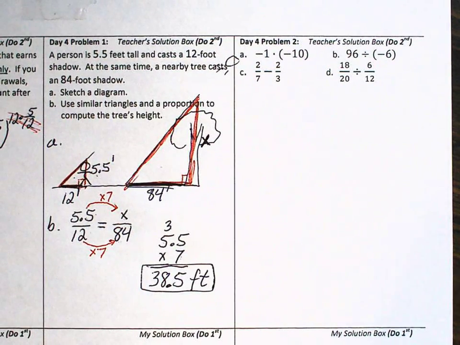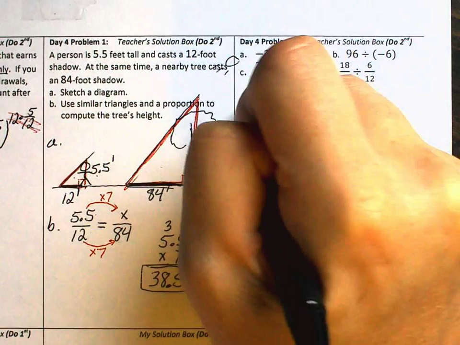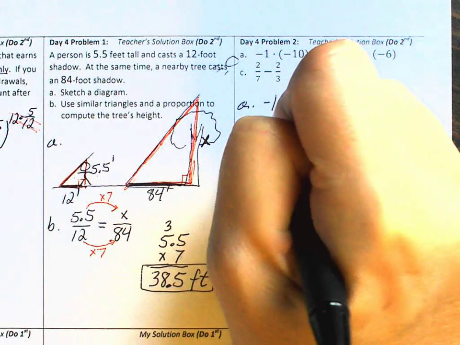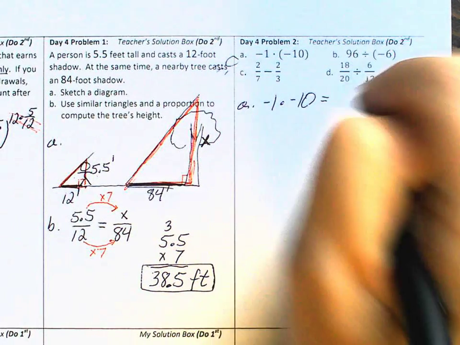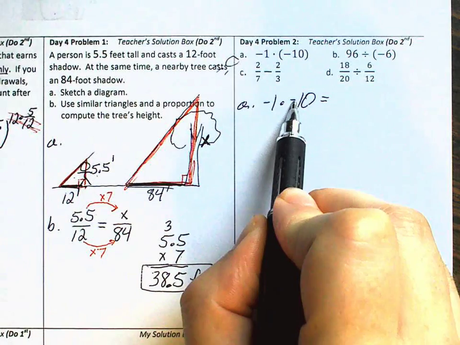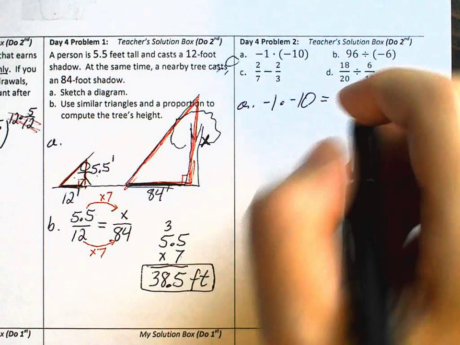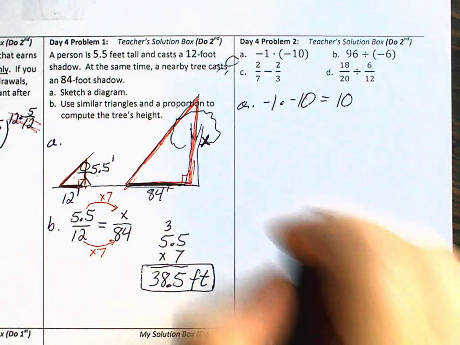Now day 4, problem 2. We have 4 arithmetic questions. Question A, negative 1 times negative 10. Negative times negative is positive. 1 times 10 is 10.